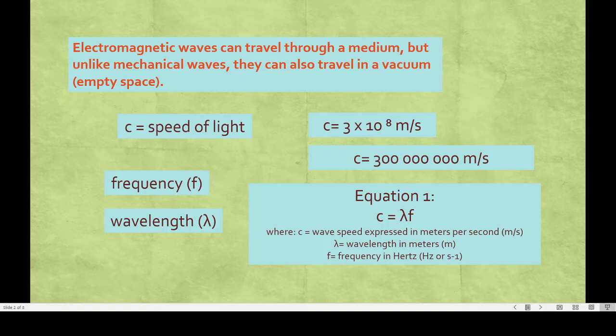The relationship among the characteristics of electromagnetic waves can be shown by the given equation: c is equal to lambda times f, where c represents the wave speed expressed in meters per second, the standard unit for speed, lambda is the wavelength in meters, and f is the frequency in hertz, or per second.